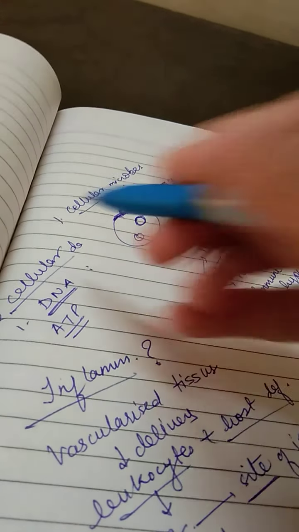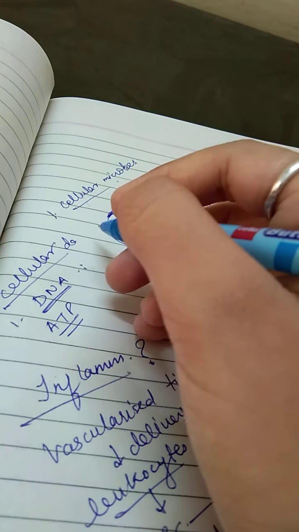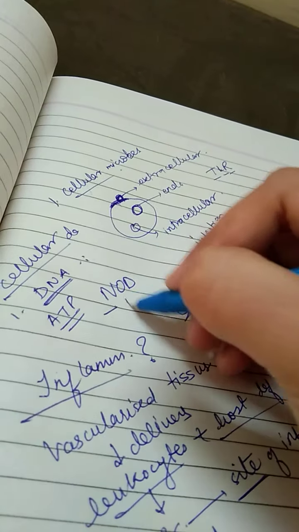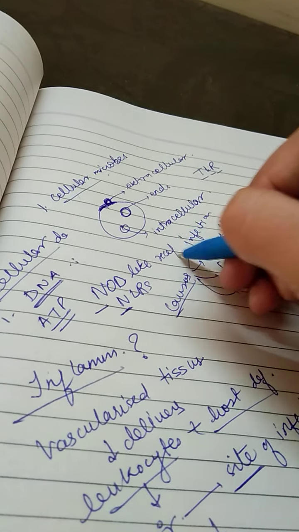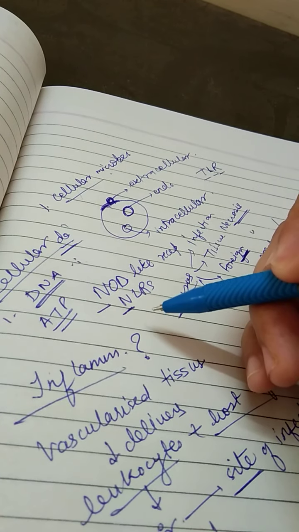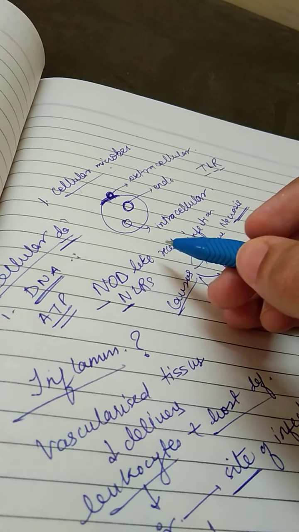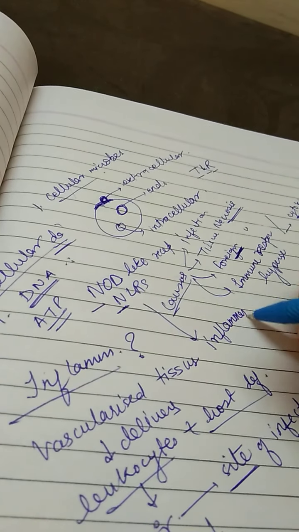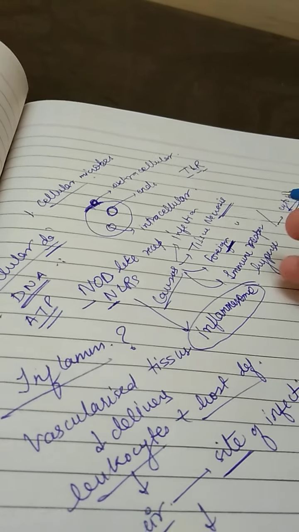And so the sensors of cellular damage in particular cells are the receptors called NOD-like receptors, NLRs. These receptors recognize the substances which indicate cellular damage, and after their recognition there will be production of a multi-protein complex called the inflammasome. This inflammasome will further lead to the inflammatory reaction.